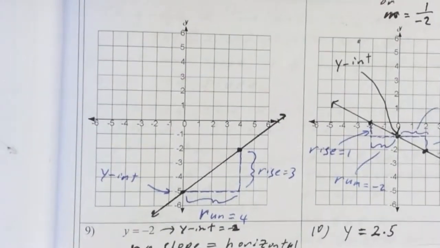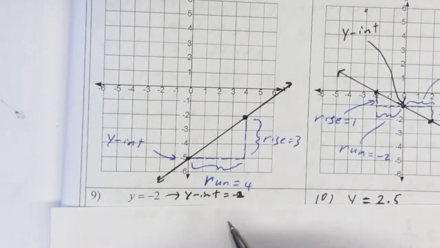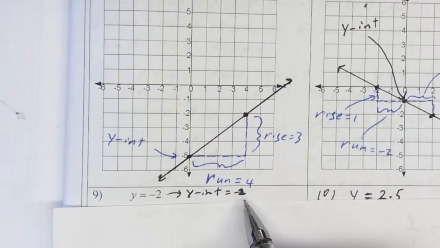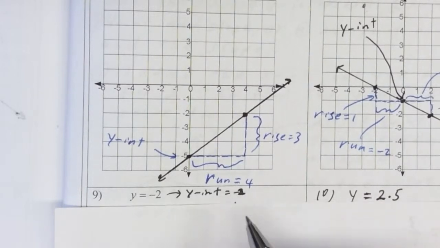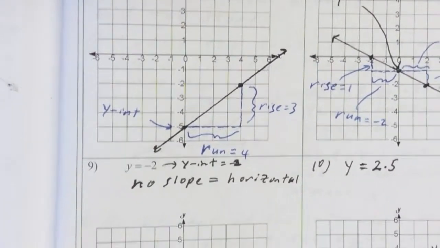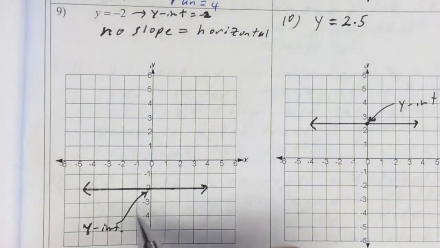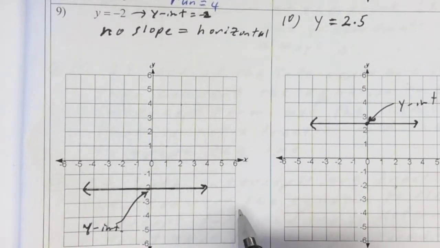This next one's pretty interesting. It is y equals negative 2. Okay, for this one, the y-intercept is negative 2. That's it. There's no slope. So it's a horizontal line. Okay, and you've got this graph, basically. Y-intercept is negative 2. It's a horizontal line, one with no slope.